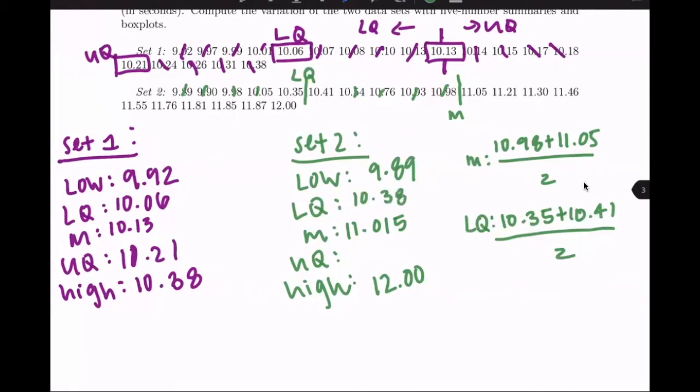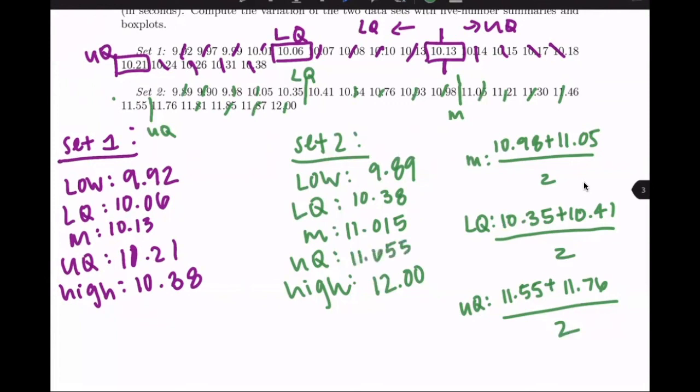Now for the upper quartile, again, two numbers. So the upper quartile is the middle of these two numbers. For the upper quartile, we will have 11.55 plus 11.76 over 2. So we get 11.655. All right, now we have our 5-number summaries for both of our sets.